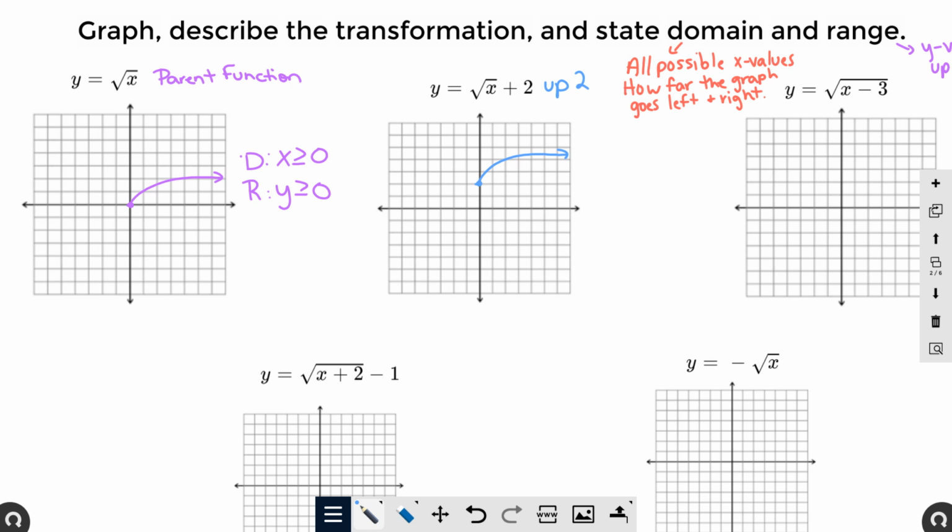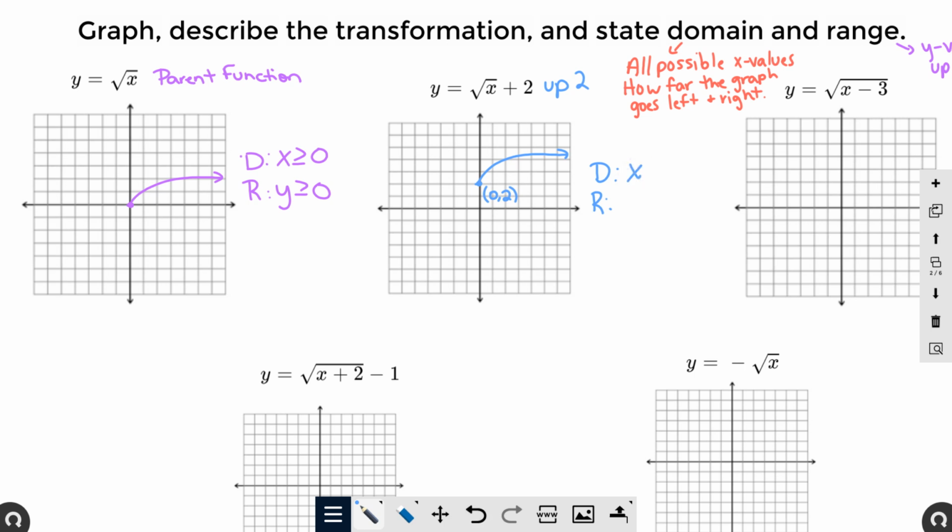So here's our graph. Up 2 is describing our transformation. So now we want to state our domain and range. If you think about where this starts and maybe writing that point as a coordinate, that can help you with the domain and range. So what's the starting point? 0, 2. Good. The x value is 0. The y value is 2 because we just moved up 2. So 0, 2. That number can help you do your domain and range.